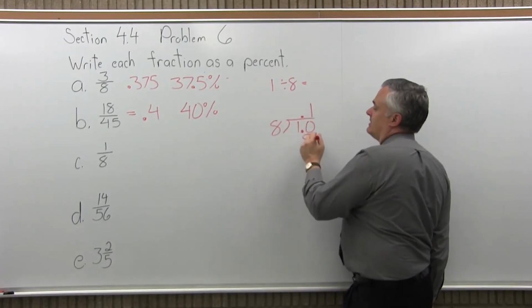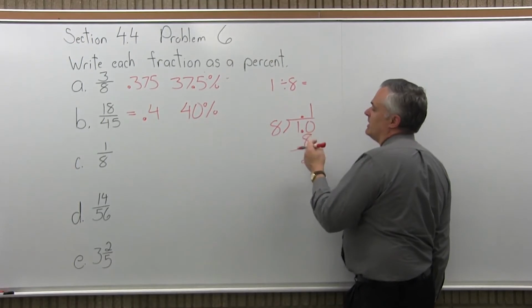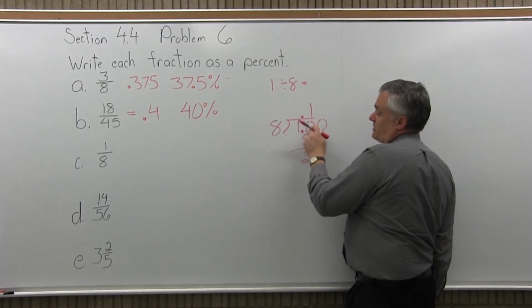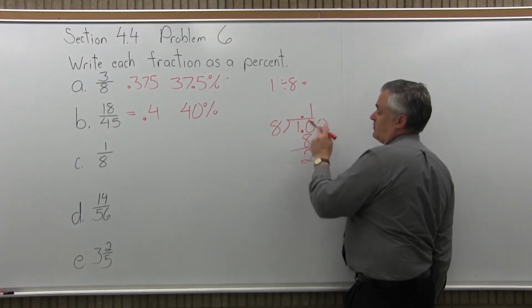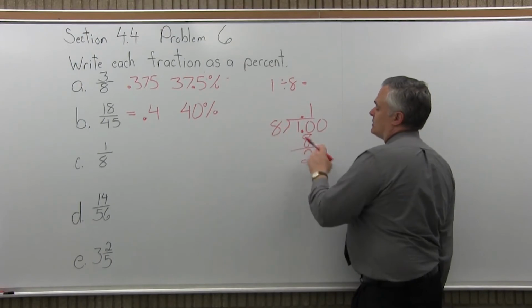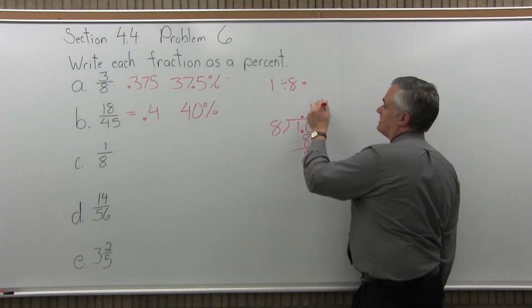1 times 8 is 8. 10 minus 8 is 2. So there's a remainder. So now what you do is you can add another 0. 1.0 and 1.00 is the same. Bring the 0 straight down next to the 2, and you have 20. 8 divides into 20. It'll go in twice.